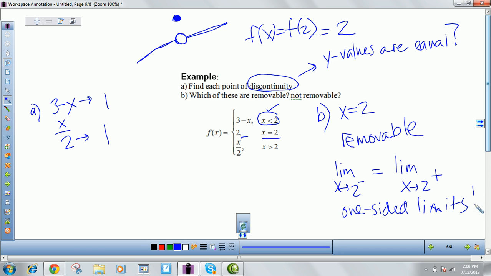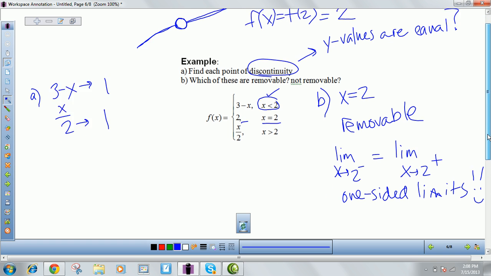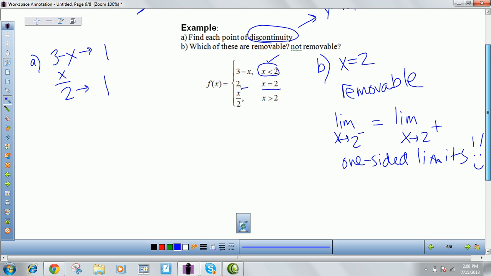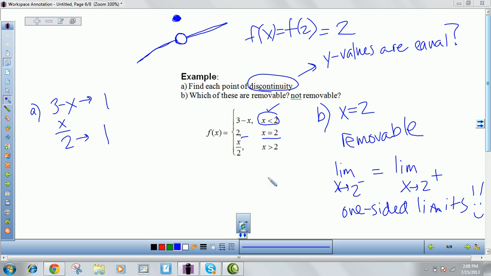All right, and these are popular questions on the AP exam as well. One-sided limits: determine if they're the same or not. So it's not continuous at 2. It's removable because the one-sided limits are the same. So give yourself a minute. Pause the video, write all that down in your own words. If you have trouble with that, ask me in class tomorrow or next time I see you.